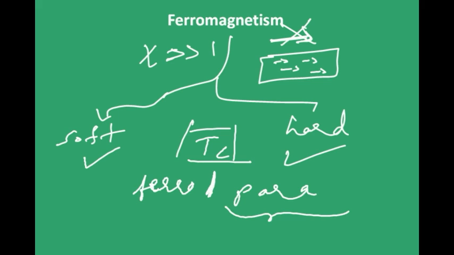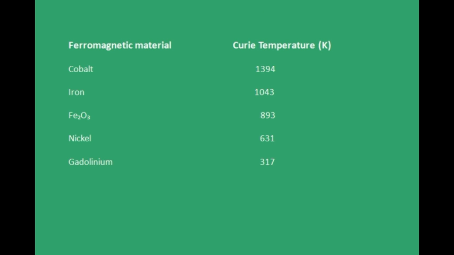For this paramagnetic zone, Curie's law is chi is equal to constant by T minus Tc. The reason for this transition from ferro to para can be the disintegration of the internal structure of that material. Okay, see these values of Curie temperature of various materials. They are not to remember, they are just to look at and get some idea about the range.